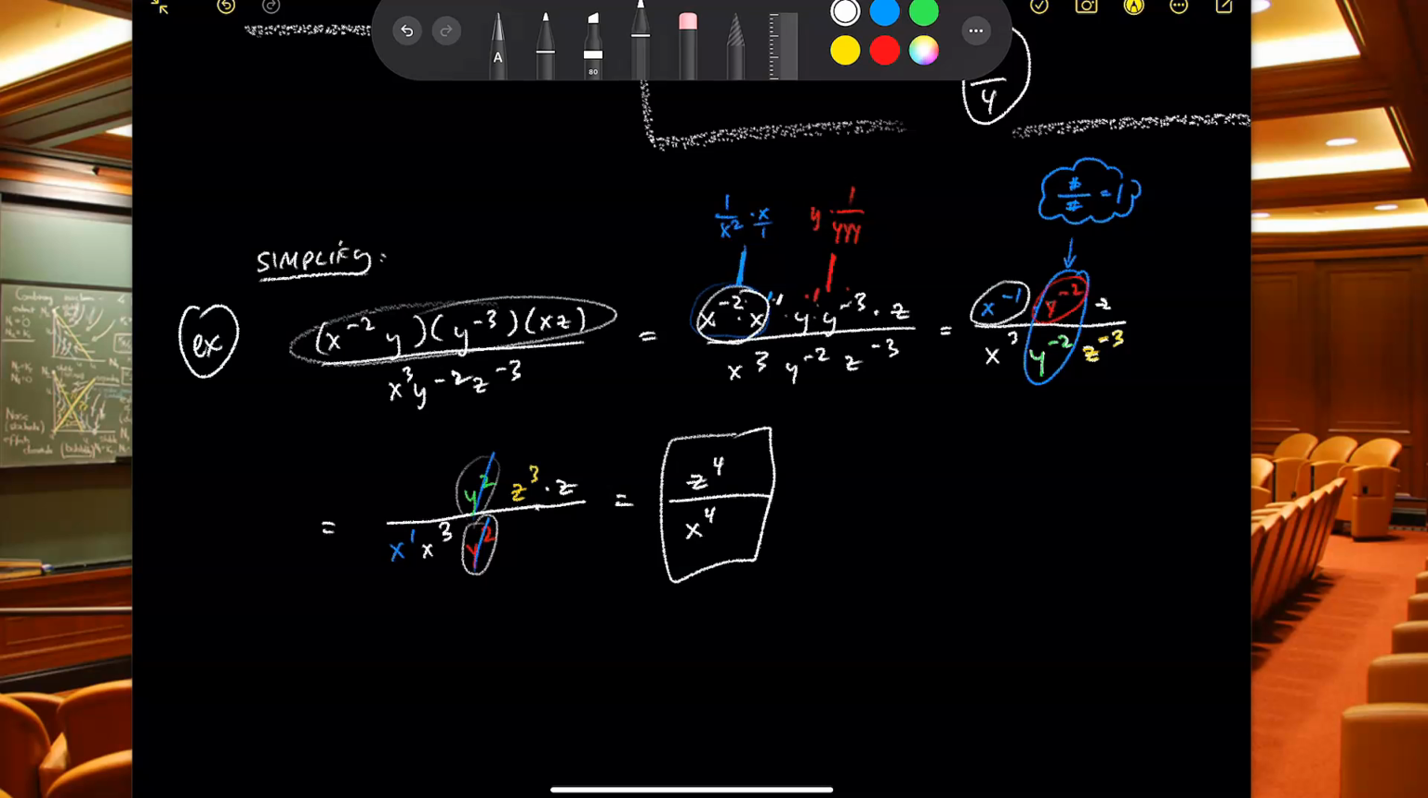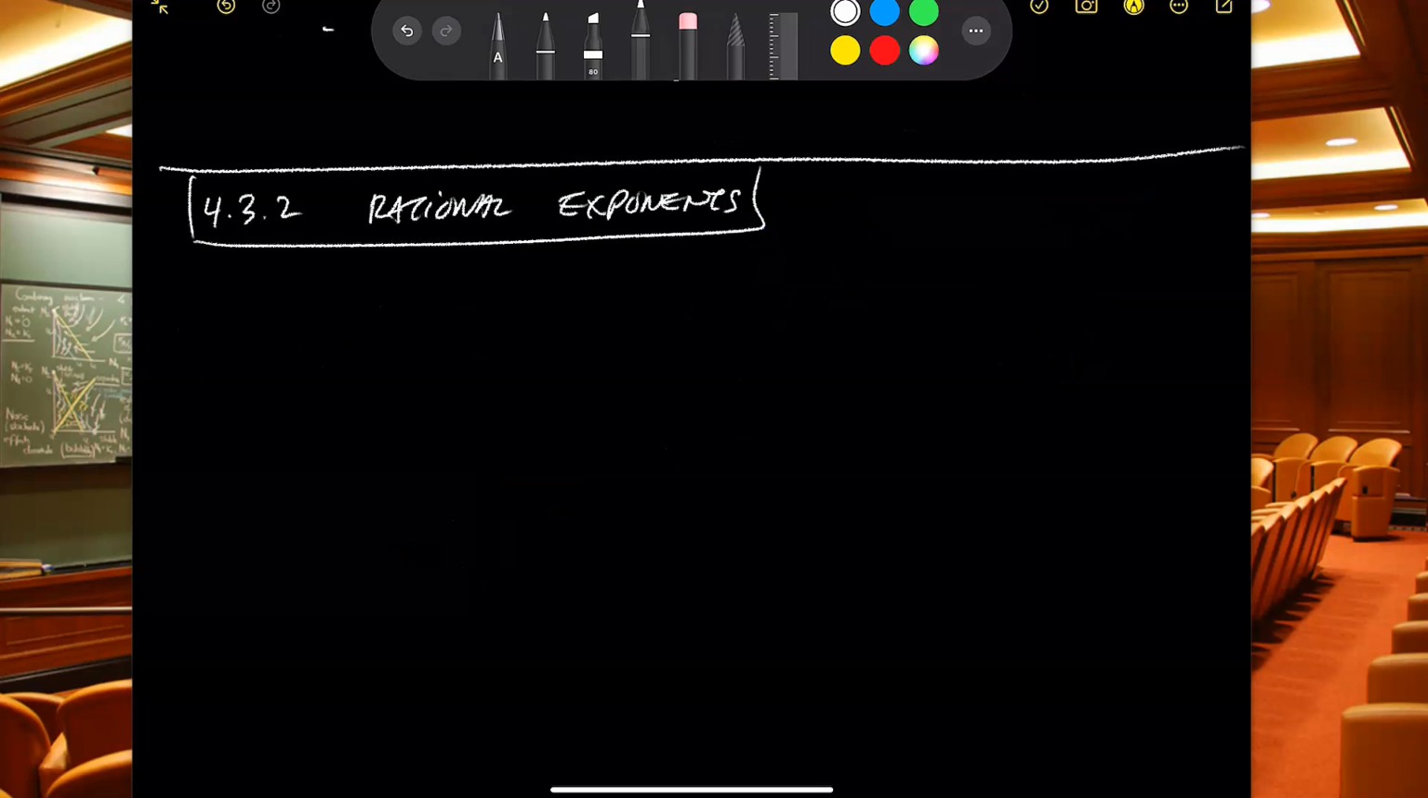Okay, so I'm going to pause there, and we're going to jump into rational exponents next. I would highly recommend pausing yourself. I'm going to make this one video, but going and trying some of these practice problems before moving into rational exponents, because they're a little bit different.